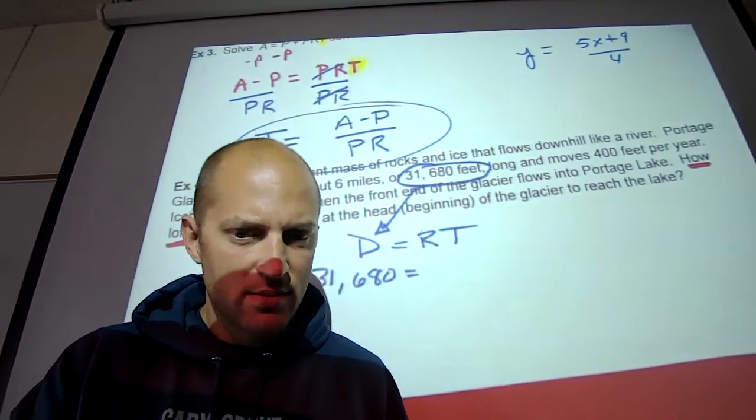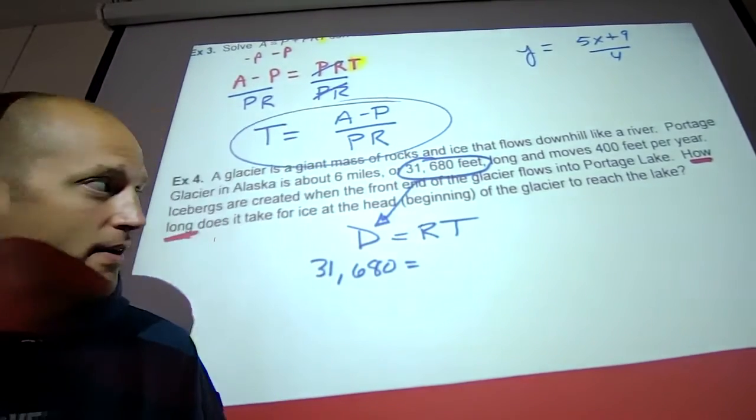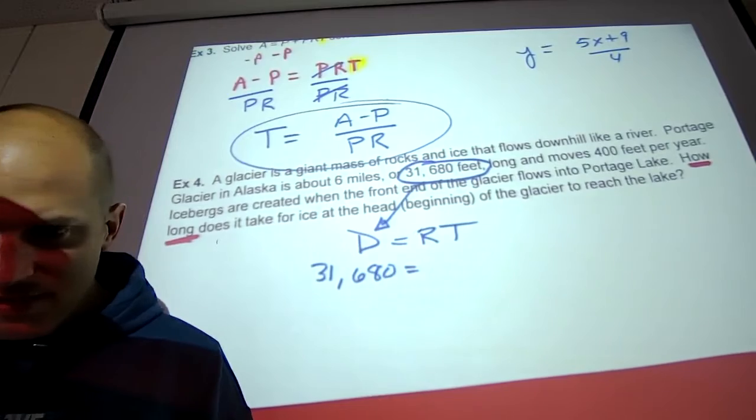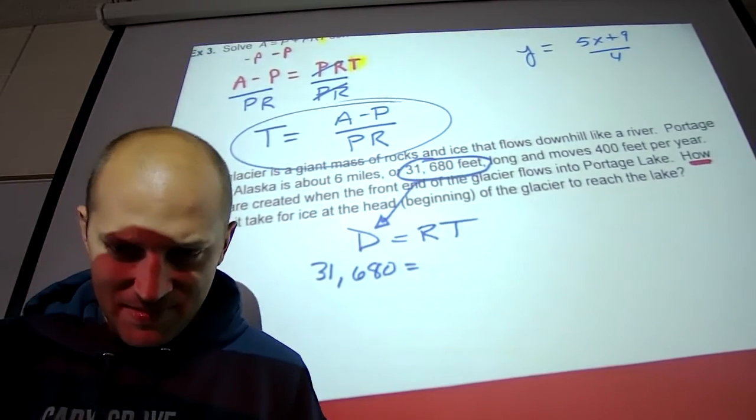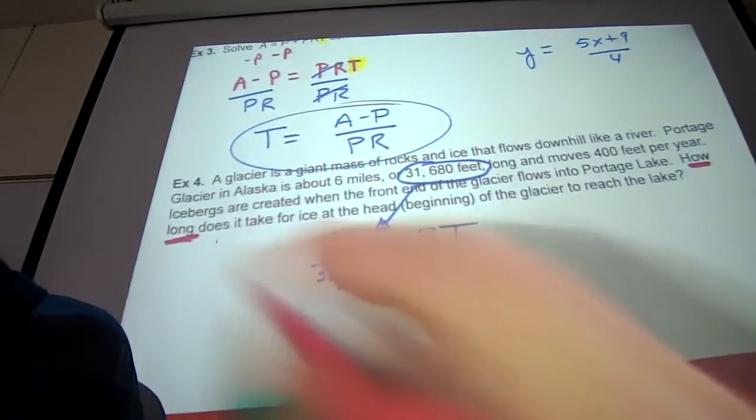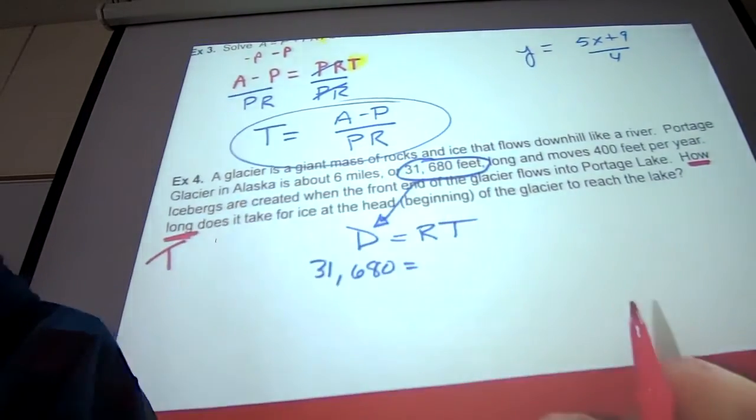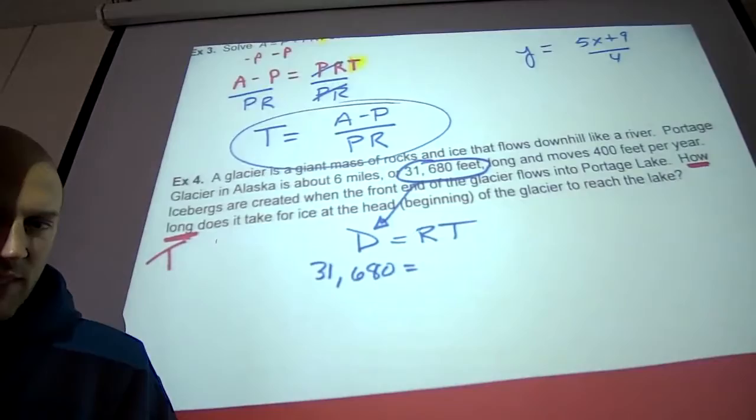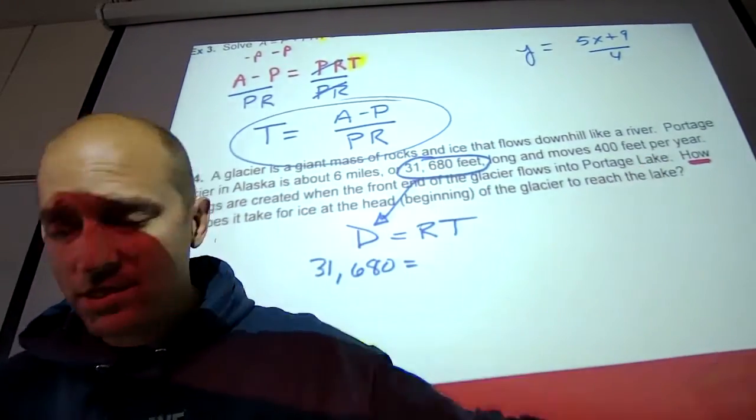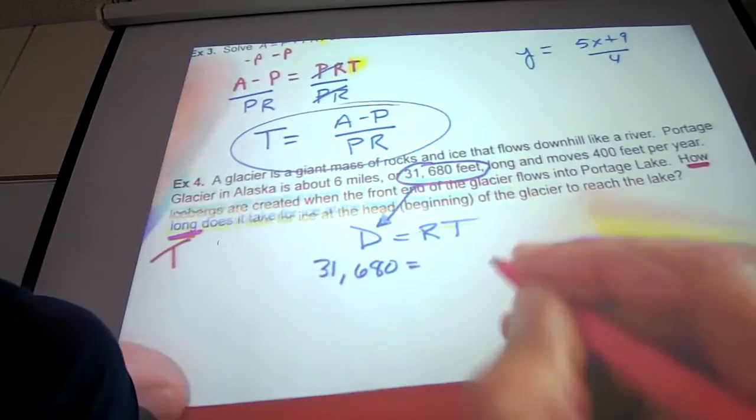Help me out, guys. What variable are we talking about here? It takes 10 minutes to get to school. Or wait, like 5, right? Time, right? Minutes, seconds, hours, days. We're talking about time here. And their time is in years. Okay, so how long? We're looking for T.